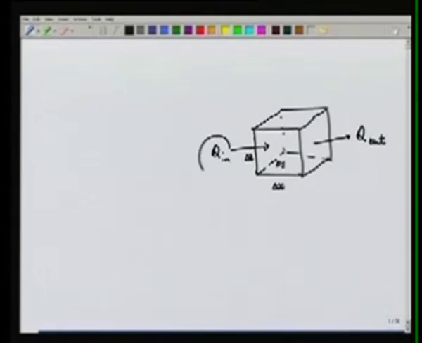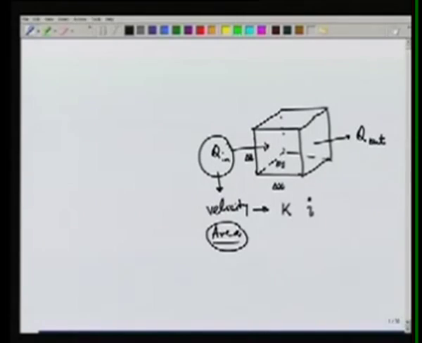This will depend on the velocity, which can be obtained from Darcy's law, and therefore it depends on the hydraulic conductivity K and the hydraulic gradient I. And Q also depends on the area of cross section, which in this case will be delta x, delta y, or delta y, delta z, depending on which face we are considering. So combining Darcy's law and the area and velocity term, this will give us an idea about Q.